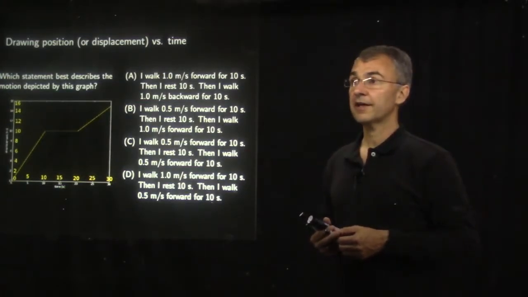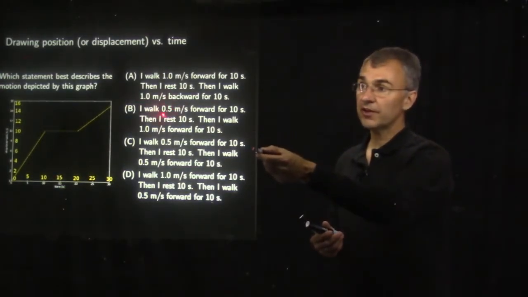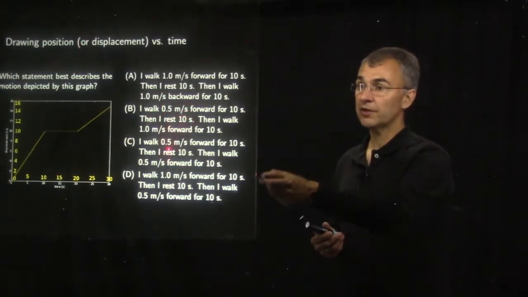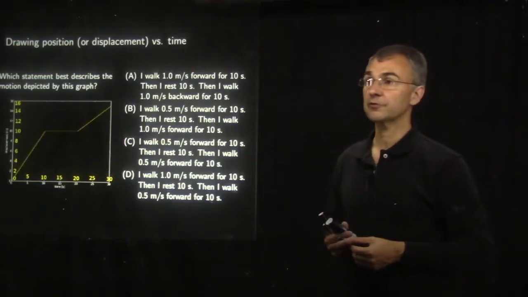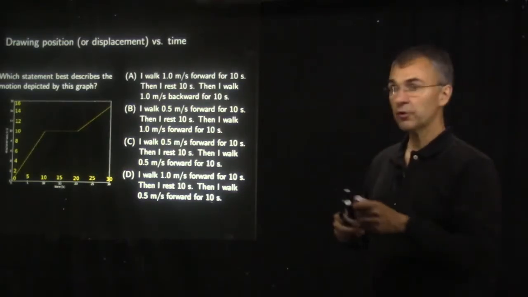Well, okay, I guess, and then other ones say I walk a half meter per second forward. So I guess they all say forward, so I have to figure out how fast am I walking forward for the first 10 seconds. How would we do that?